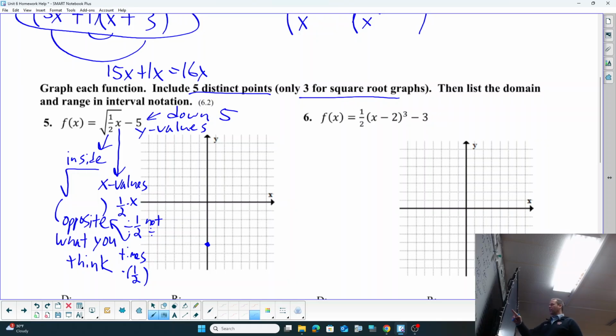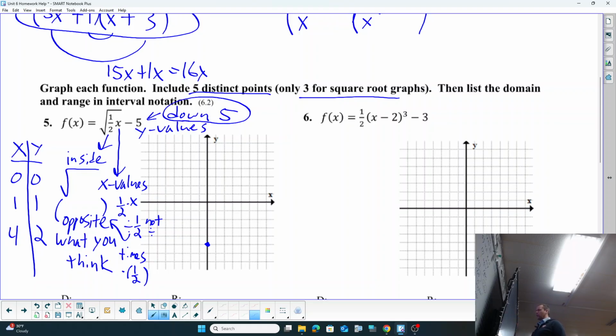Okay, so if we look at our xy table there, do you remember how to do the parent function? This is back to 6.1. So we use 0, 0. We use 1, 1, and that gives the square root of 1 is 1, and we use 4, 2. And so that's our parent function. We are going down 5, so that's our new 0, 0 is actually going to be down 5. And then as far as the x values go, this affects the x values.